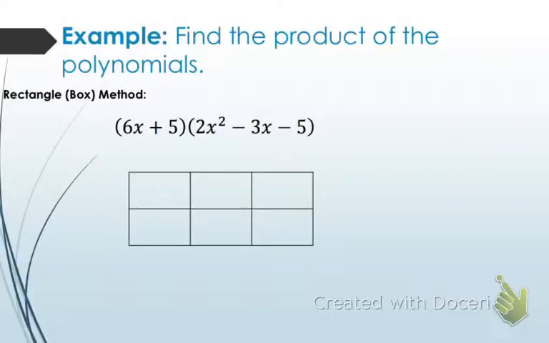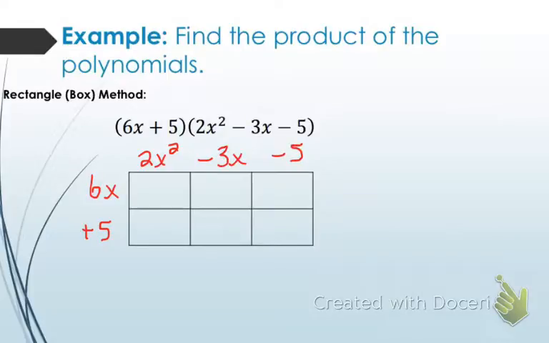Okay. So as you can see, in my box method, before we only had 4 rectangles to worry about. Well, now we need 6. Why? Because we have a binomial times a trinomial. Okay. So let's see. I'm going to organize these numbers and put them where they belong. The first polynomial goes here. The second one goes here.